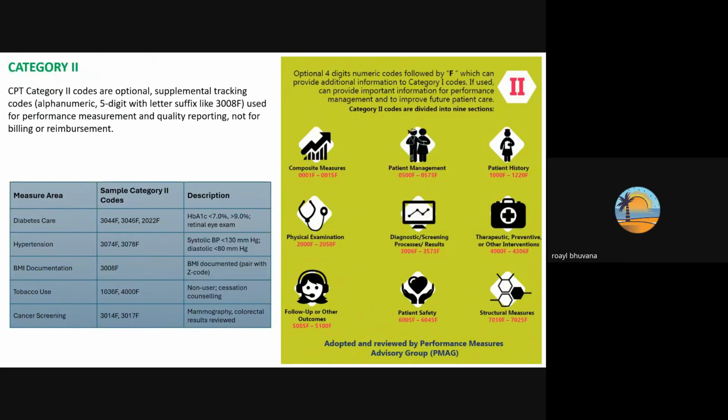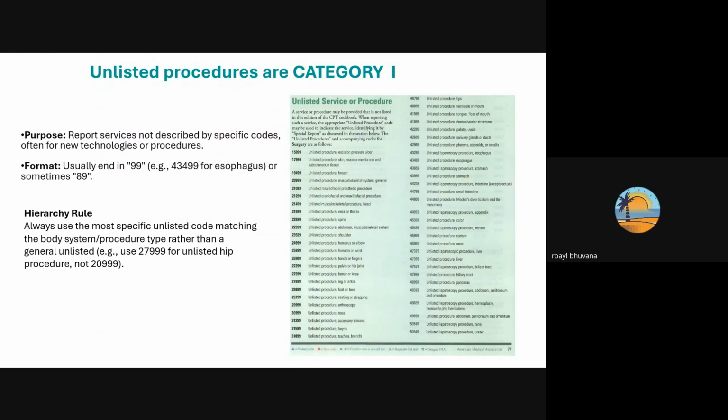Small doubt: if any anatomical site is mentioned and we are able to find it in the column, we will go with that particular code. If we are unable to find it, we will go with the unlisted procedure, right? Yes, exactly. Most of the services, 99.9% of services, will have codes. Only in very rare cases do we go with the unlisted procedures.